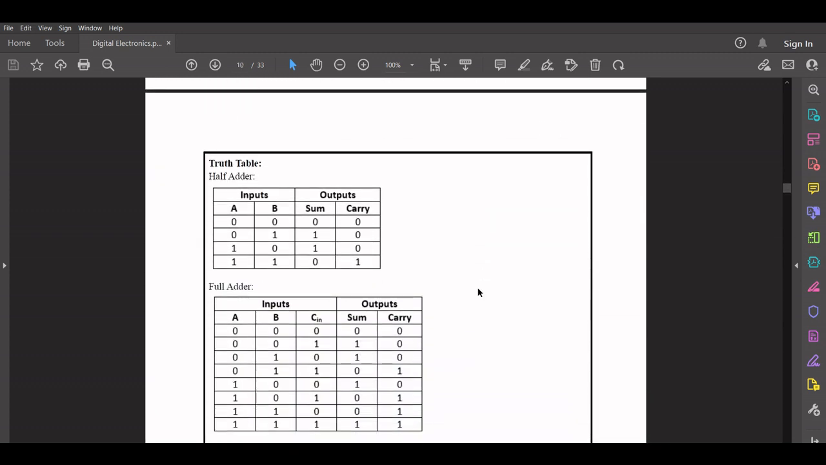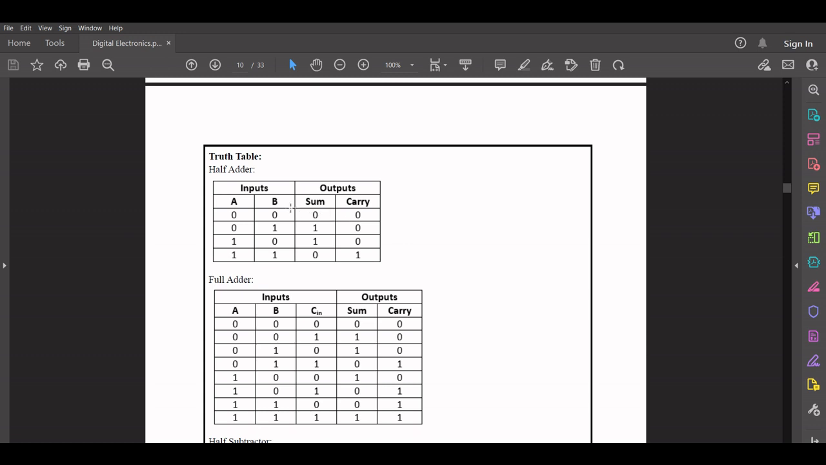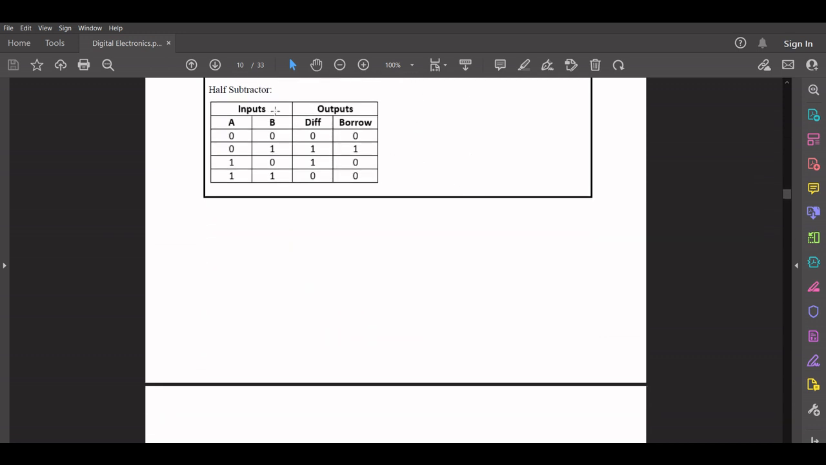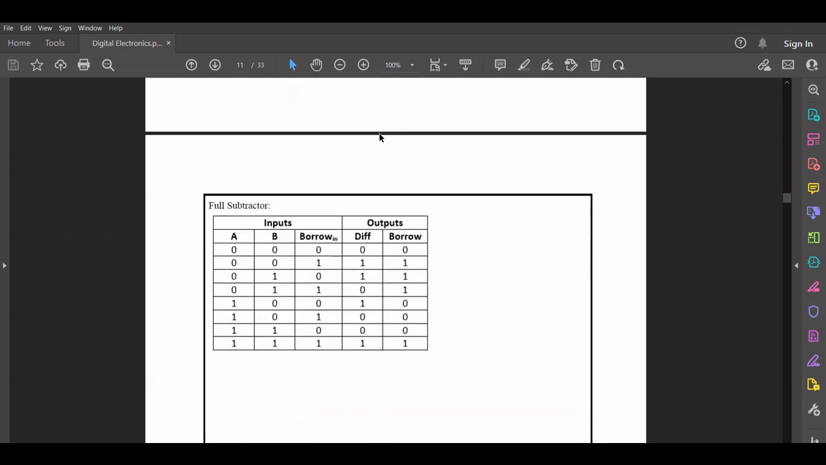Over here we have the truth table of all these four circuits, the half adder, full adder, half subtractor and the full subtractor. So it's visible over here that for the half adder there are two inputs A and B. We get the sum and the carry as the outputs. For the full adder we have three inputs along with the input carry, and for the output we have the output carry. For the half subtractor we have A and B as the inputs and the difference and the borrow as the output. And for the full subtractor we have A, B as well as the borrow in as one of the inputs, and we have difference and borrow as the output.